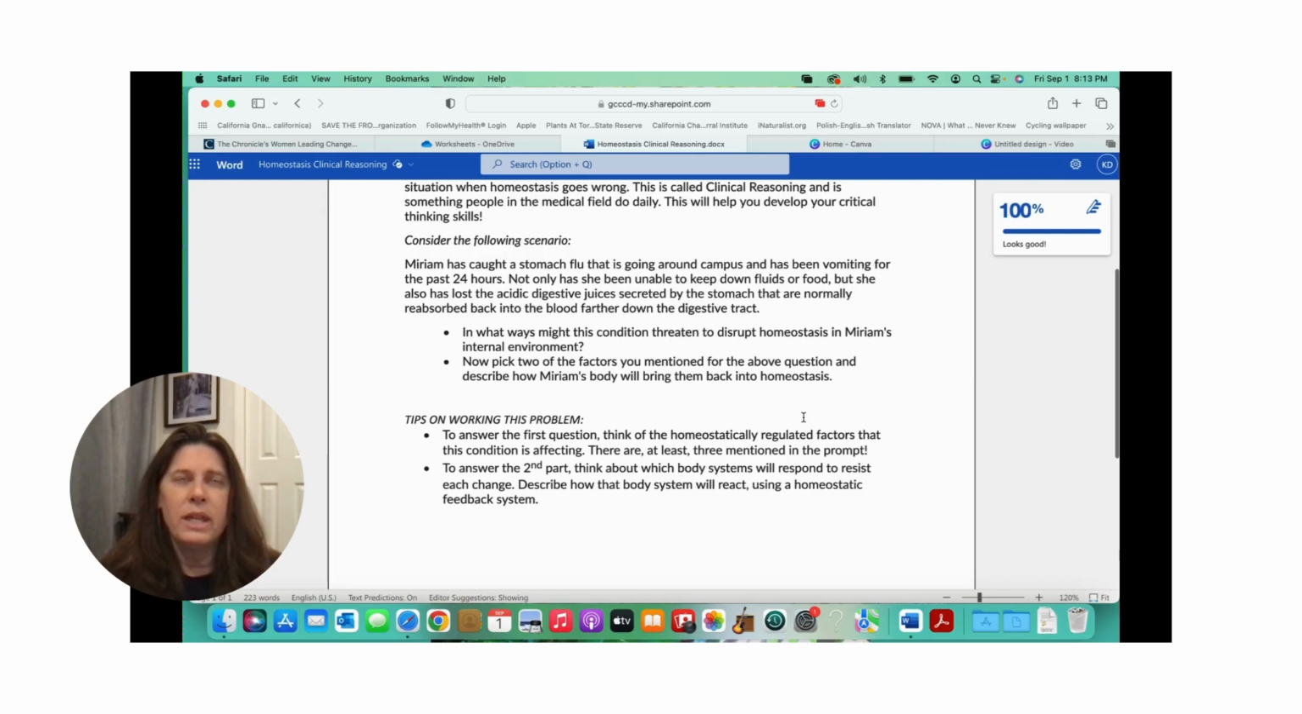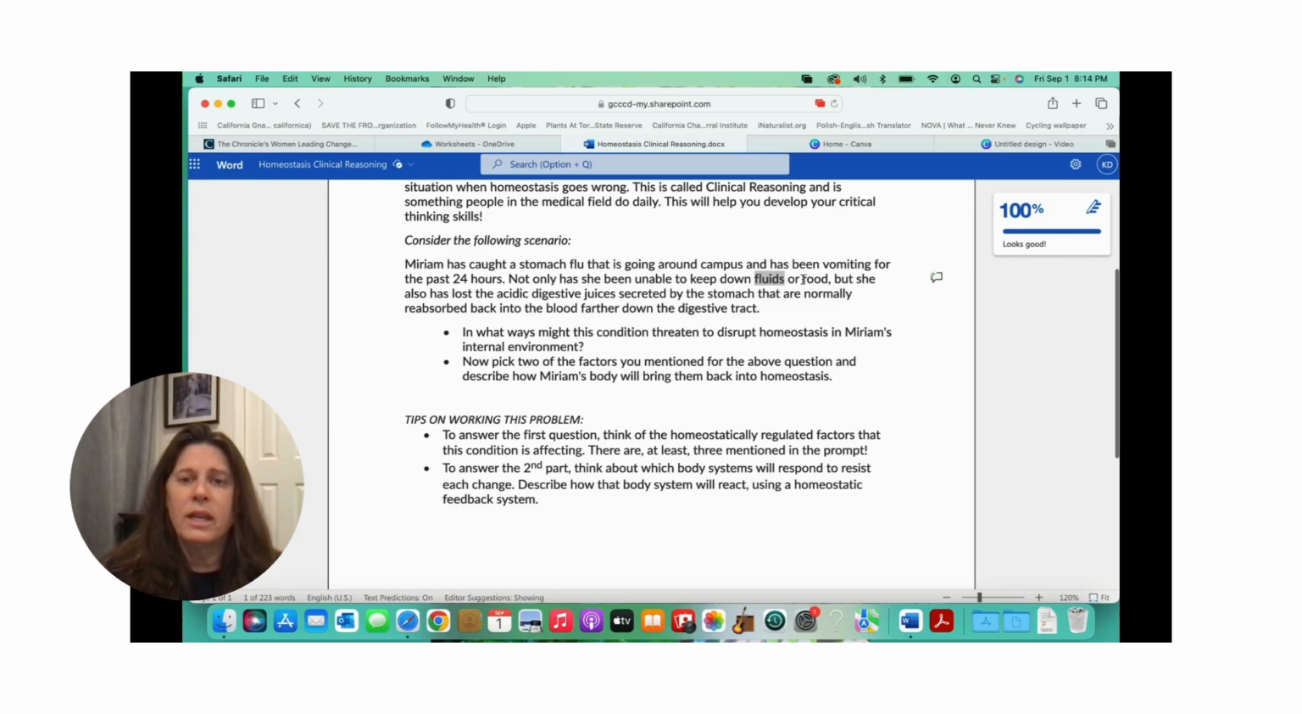think of the factors that are homeostatically regulated. Okay, so these are things like nutrients, oxygen, CO2, water. I can go on and on. And so this paragraph up here actually gives you some clues. So it does say fluids. So she's having a hard time keeping down fluids, plus she's vomiting them up. So she's probably becoming dehydrated and therefore not keeping water in. So we're going to have to deal with water.